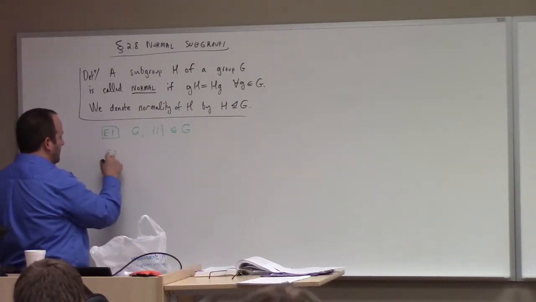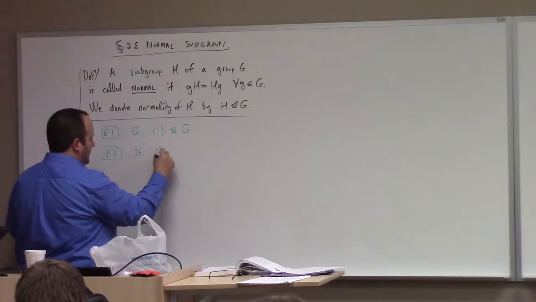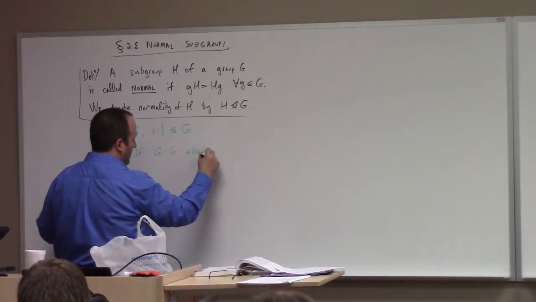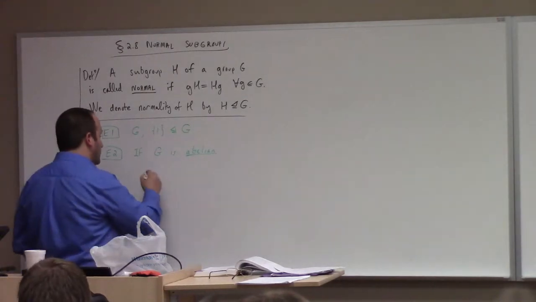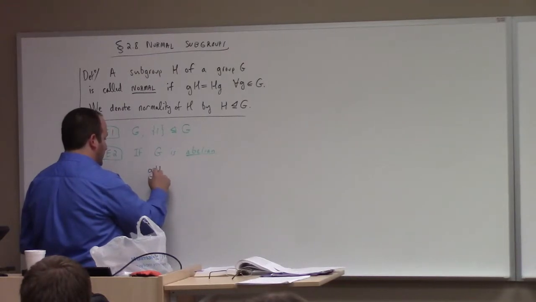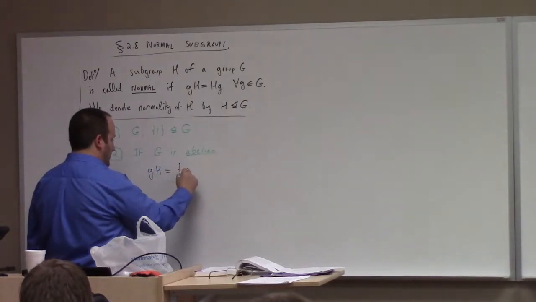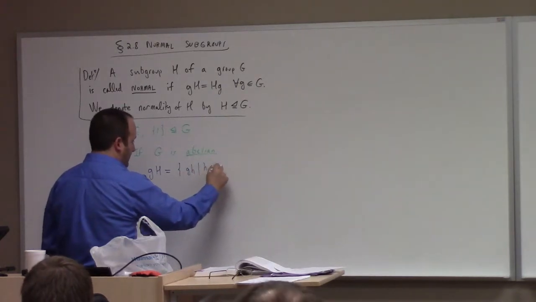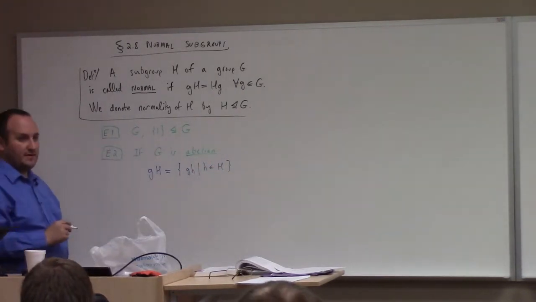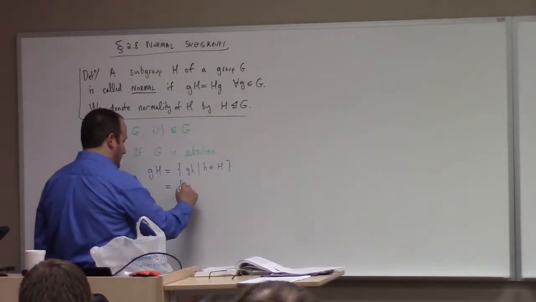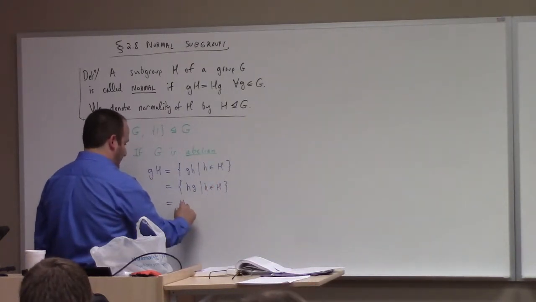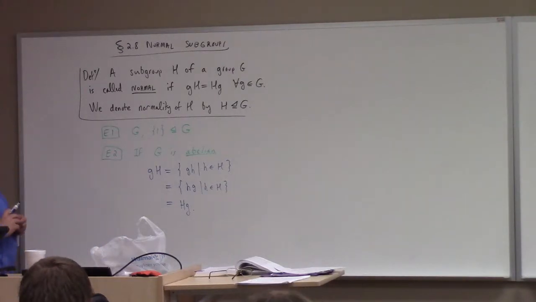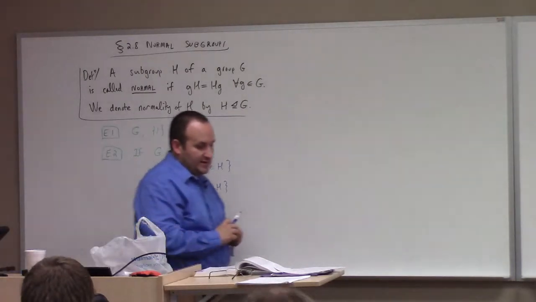Example 2, if G is abelian, then if you calculate gH, that's going to be what? gh such that h is in H, right? And if it's abelian, that's literally hg such that h is in H, which is Hg. But g being arbitrary, that shows that an arbitrary subgroup of an abelian group is normal. So normality in abelian groups is kind of boring.